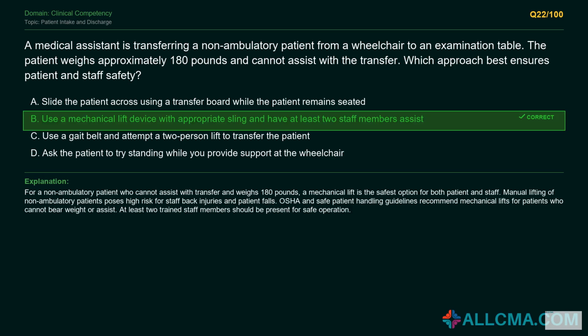The correct answer is B. For a non-ambulatory patient who cannot assist with transfer and weighs 180 pounds, a mechanical lift is the safest option for both patient and staff. Manual lifting of non-ambulatory patients poses high risk for staff back injuries and patient falls. OSHA and Safe Patient Handling Guidelines recommend mechanical lifts for patients who cannot bear weight or assist. At least 2 trained staff members should be present for safe operation.